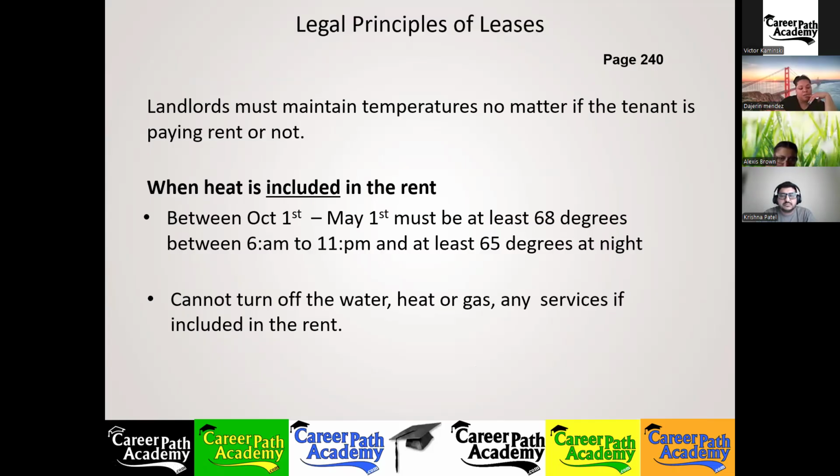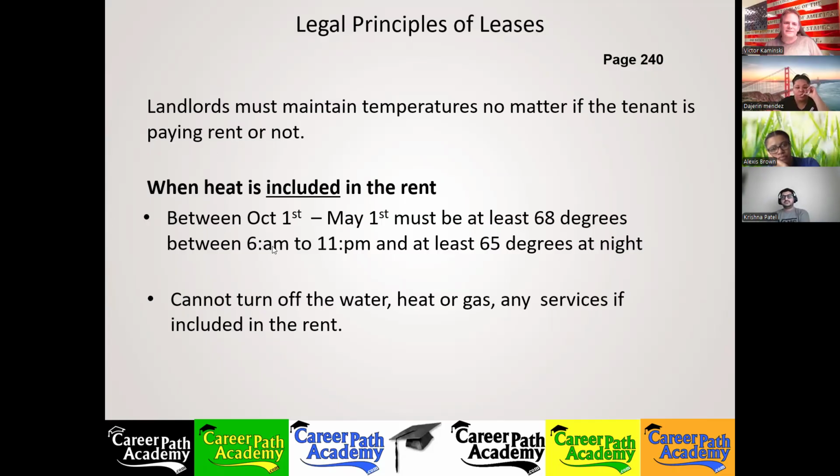When heat is included in the rent, between October 1 and May 1, it must be heated to at least 68 degrees between 6 a.m. and 11 p.m. and at least 65 degrees at night. Now, you may say, whoa, that's freezing. That's cold. Well, it ain't freezing. Freezing's 32 degrees. So, hey, if you're not paying the rent, what are you complaining about?